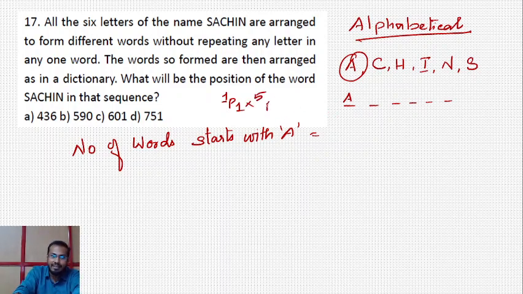5 places and 5 letters. Apart from A, C, H, I, N, S, 5 letters are there. So 5 factorial. 1 into 5 factorial. 5 factorial is the answer.